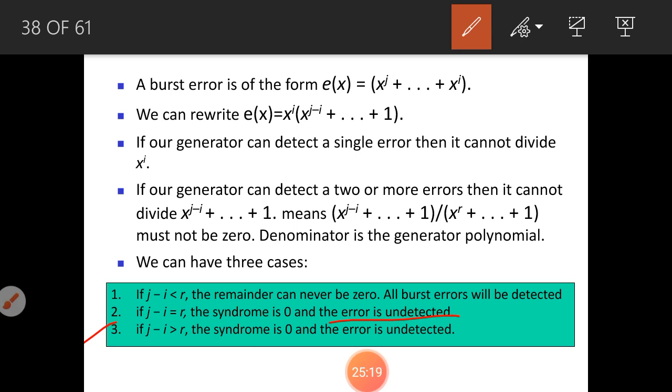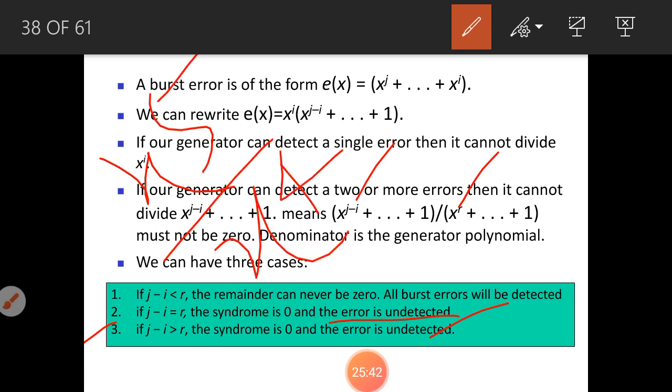And the third one is if j minus 1 is greater than r. So the degree of the numerator is greater than the degree of the denominator. Then also it is possible that the syndrome value is 0, that is the remainder is 0, and then the error can also be undetected, for example x raised to 5 divided by x raised to 4.